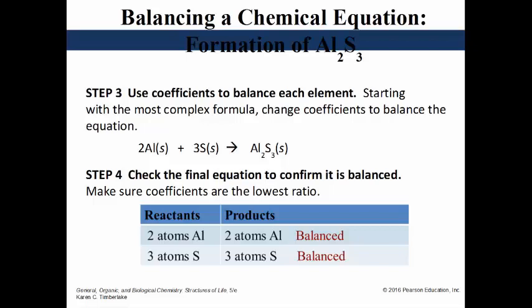And you do that until all the atoms of every element are equal on either side of the arrow. So for this example here, if you added a 2 before aluminum, now on this side there are 2 atoms of aluminum, and there are 2 atoms of aluminum on the right-hand side. That is balanced. For sulfur, you need to add a 3 as a coefficient before it. 3 atoms of sulfur on this side, and 3 on this side. These are balanced. And again, you aren't changing the whole core, the whole process of the reaction. That hasn't changed. The only thing that you're changing are the coefficients in front to make it a balanced equation.